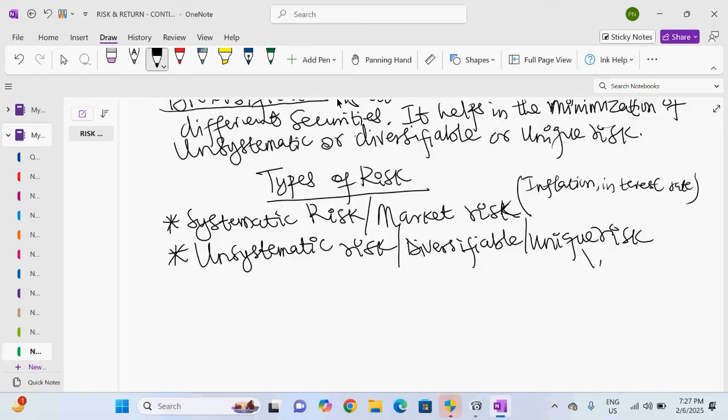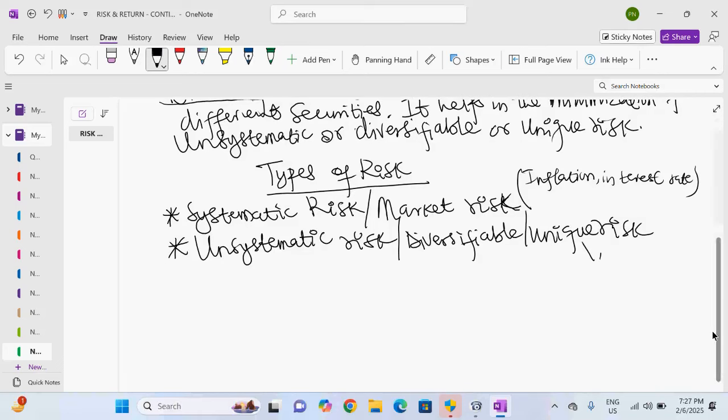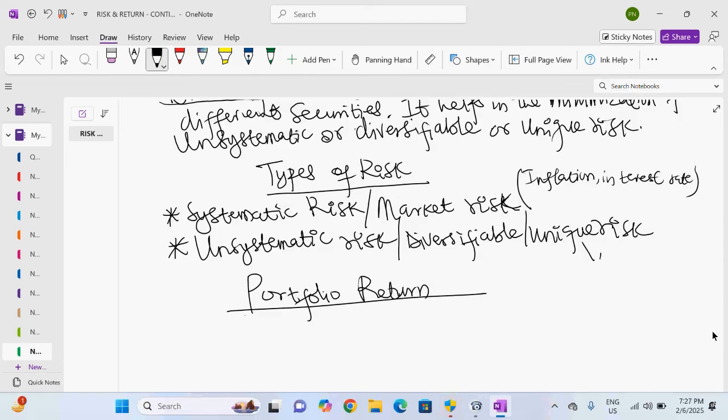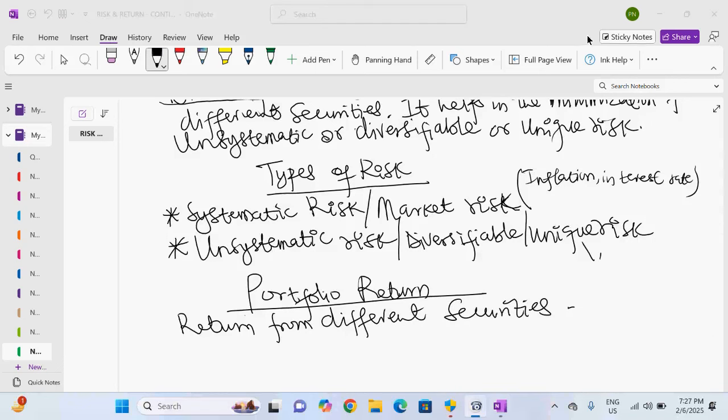All right, so take note of these two risks and business risks. Then we can talk of the portfolio return, which is basically the return from different securities.